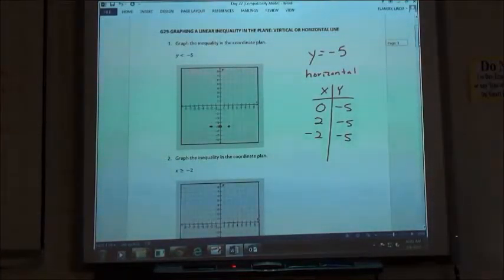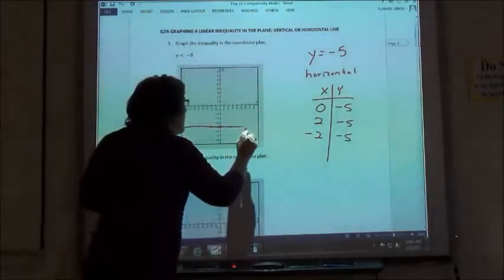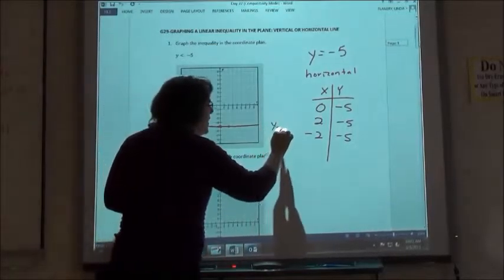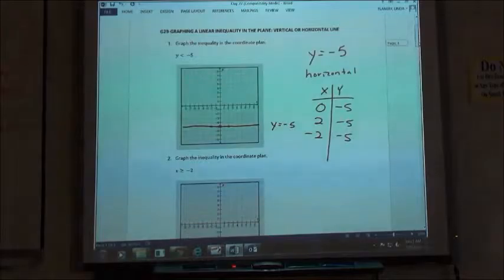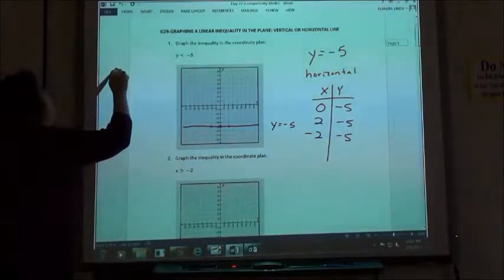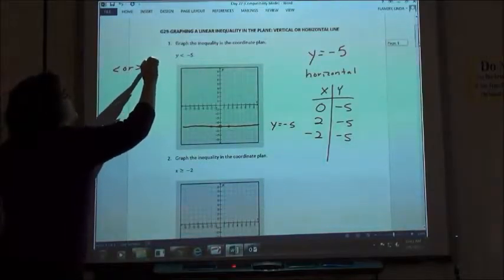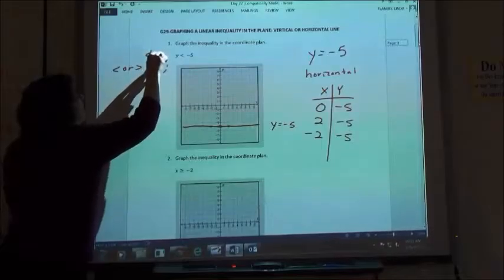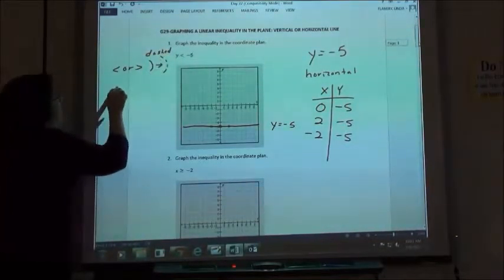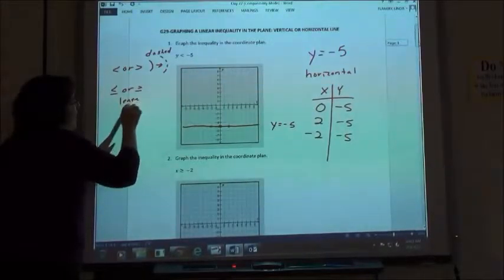If you knew that already, you could just click on y equals -5 and make your ruler go straight so you can draw your line. So that's the line y equals -5. Once you have the line on there, you want to check. If you have a less than or a greater than, you're going to change it to the dashed line. If it has the equal to underneath, then you leave it the solid line.